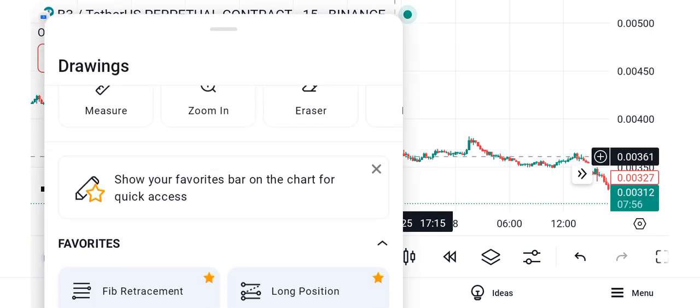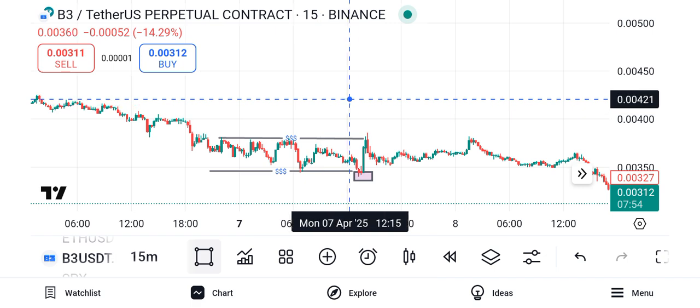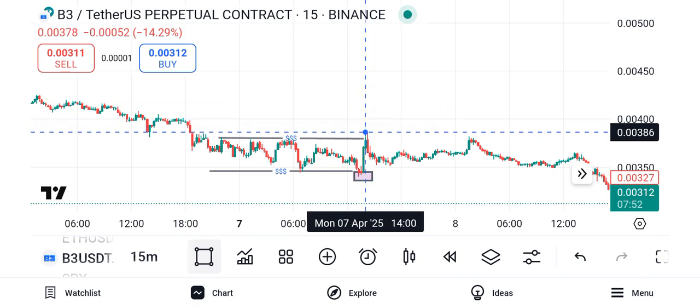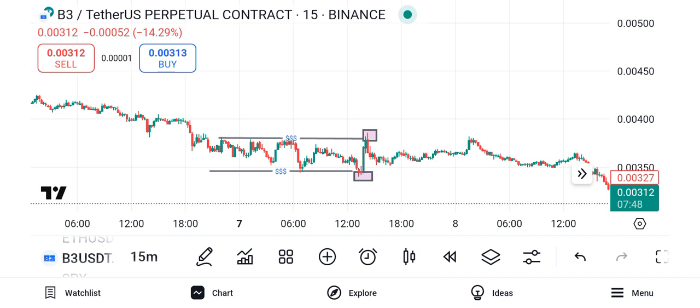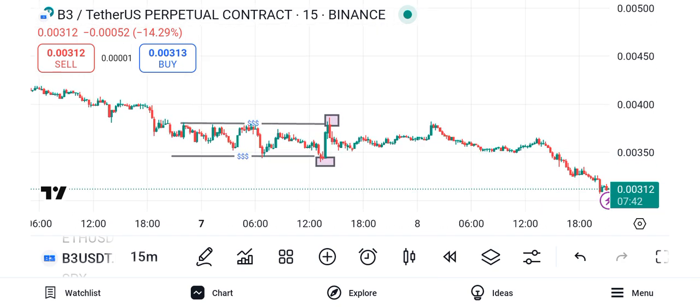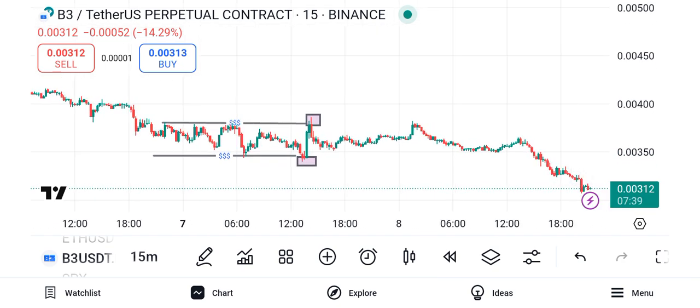Now what happened? Price has successfully done what? It has trapped both the buyers and the sellers. Both the buyers and the sellers are trapped. Now, for you to know the actual direction that this market wants to go, you have to wait for the market to break structure, either to the downside or to the upside.